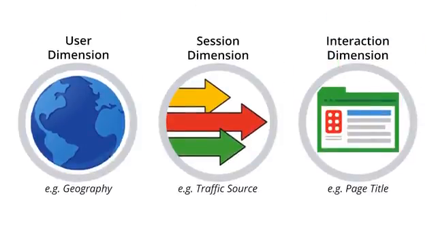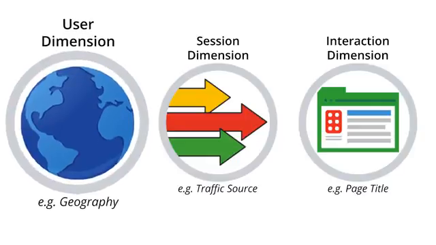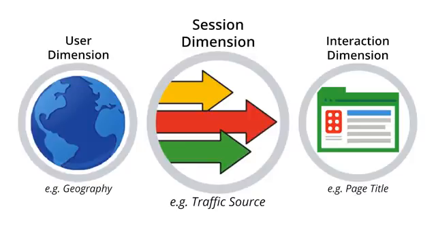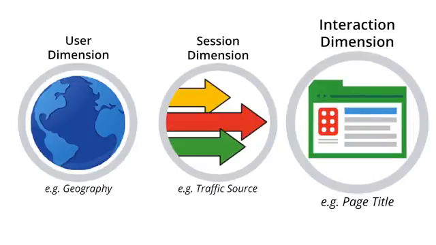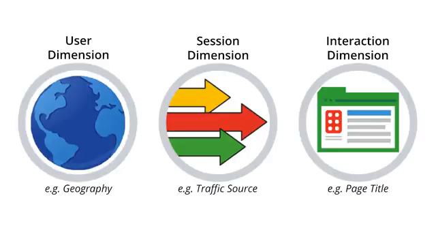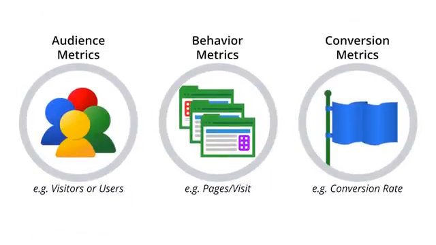Let's review a few of the common dimensions that you'll see in Google Analytics. A dimension of your users is their geographic location. A dimension of a session is the traffic source that brought the user to your site. And a dimension of an action a user takes on your site could be the name of the page they viewed. Metrics help you understand the behavior of your users.